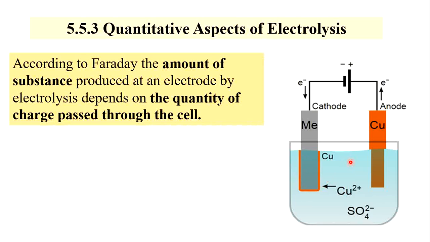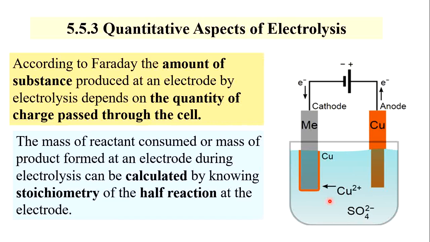Also, at each electrode, a half reaction takes place: an oxidation half reaction and a reduction half reaction. At the cathode, the reduction half reaction takes place, and at the anode, the oxidation half reaction takes place, which you have studied in previous lectures. So the amount of the substance deposited at the cathode or at the anode can be calculated if you know the stoichiometry of that half reaction.